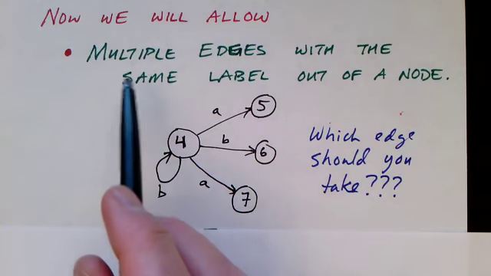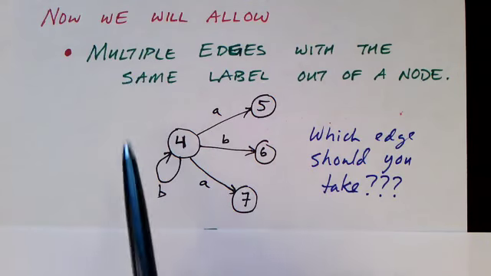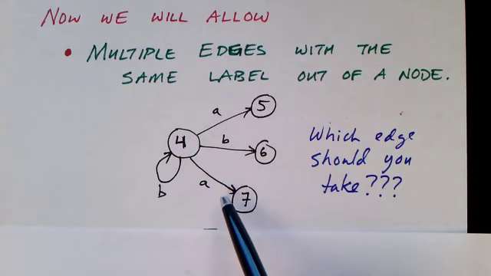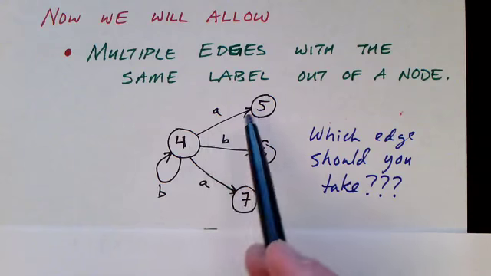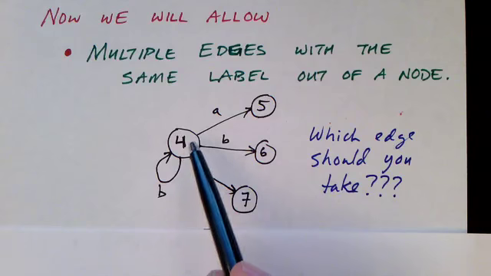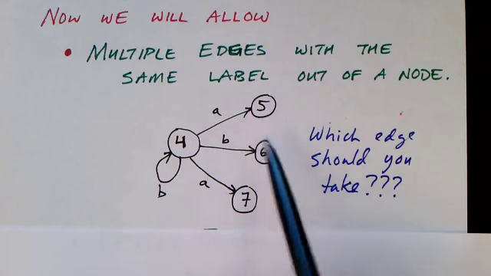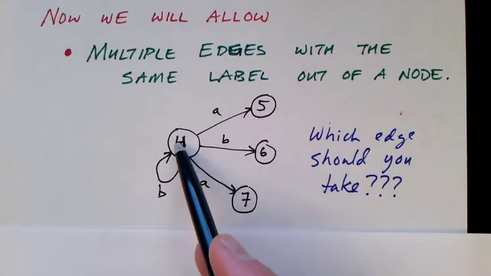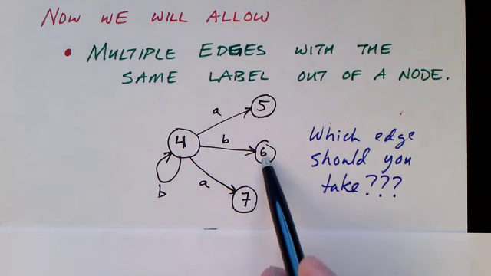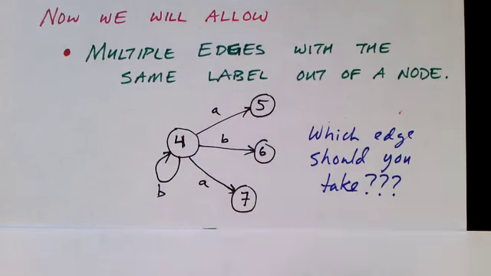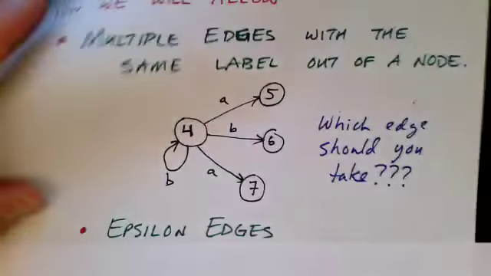We will now allow in our non-deterministic machines multiple edges coming out of a single state with the same label. So here we see, out of state 4, 2 edges labeled A and 2 edges labeled B. If we're in state 4 and we get an A, do we go to 5 or do we go to 7? Which one do we take? If we get a B, do we stay in 4 or do we go to 6? This machine, or this part of a machine, is non-deterministic, and so the machine is non-deterministic.